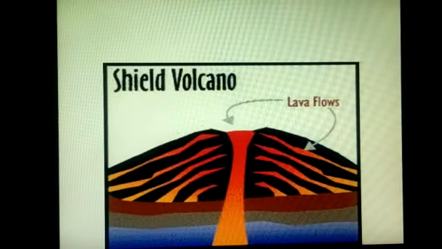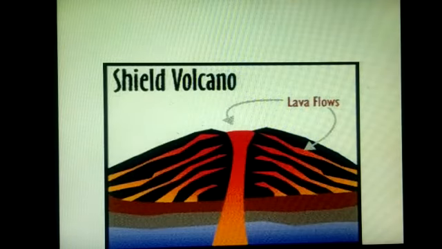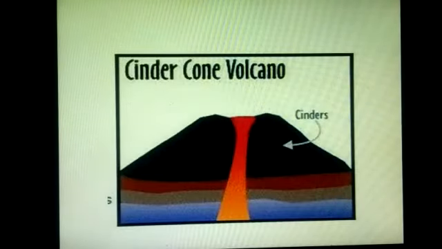Now, on the basis of shape, we have the shield volcano. Shield volcanoes are formed by quiet eruption of lava with low silica content. This volcano has a wide base, and the cone has gentle slopes. In this picture, you can see the structure of a shield volcano. The volcanoes of Hawaii are an example of this type.